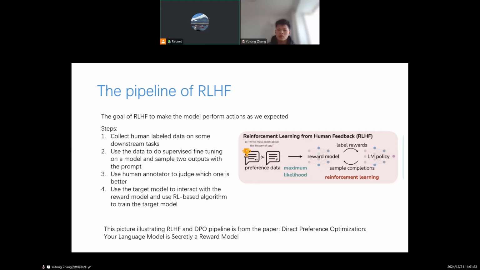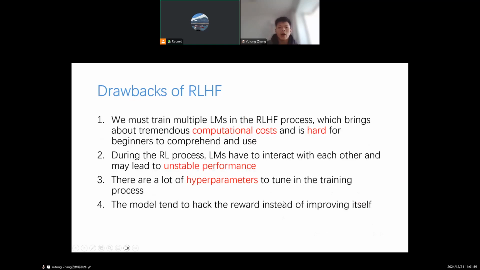And fourth, we use the target model to interact with the reward model and use the RL-based algorithm to train the target model. So here, the reward model is basically trained by the preference data, and it can reflect human values, right? So this is the picture from the original paper of direct preference optimization, and it is illustrating the RLHF process, right?